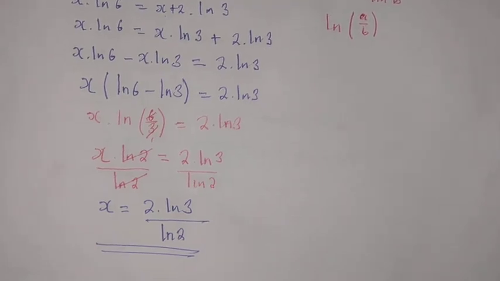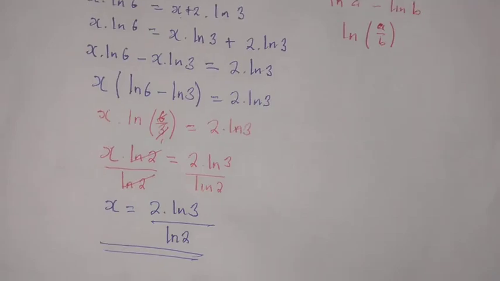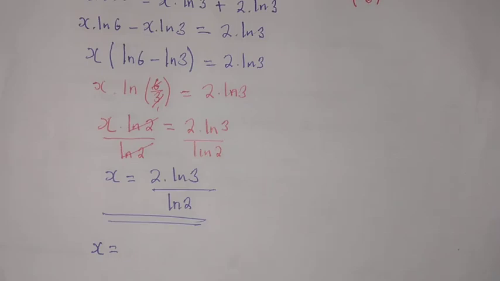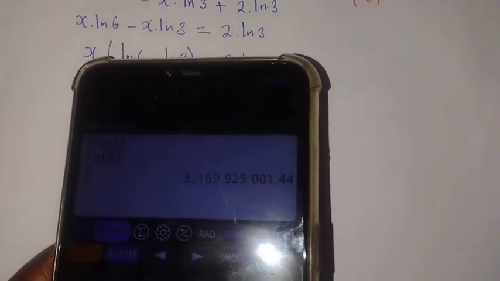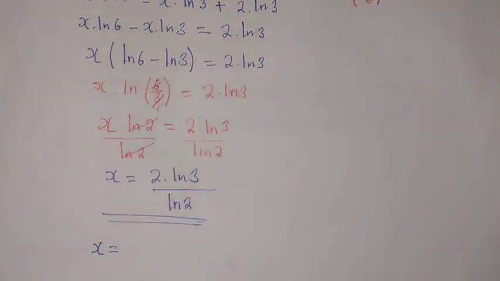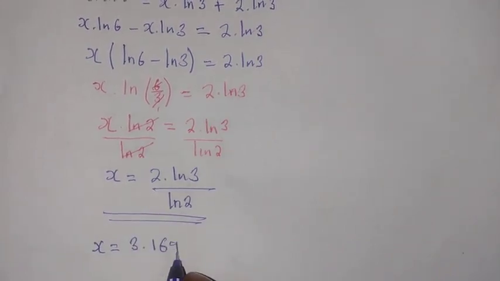If you want to have the actual numerical value of x, you can just press on the calculator. This is what we are going to get once we punch everything here. So you can just write x is equal to 3.169.